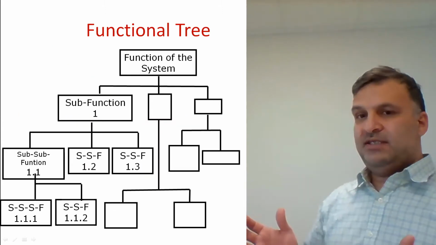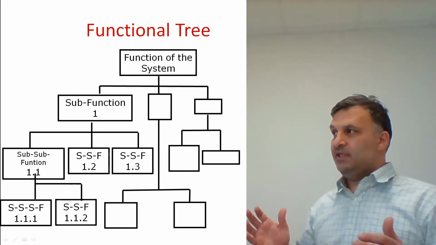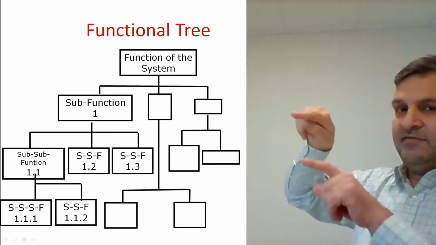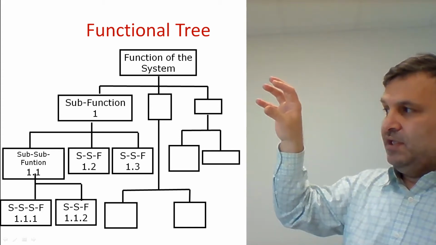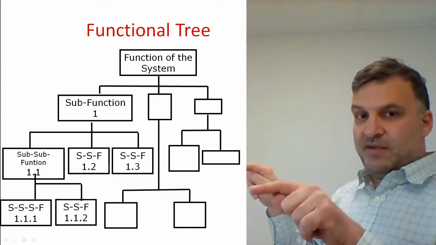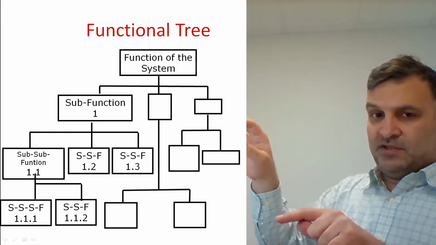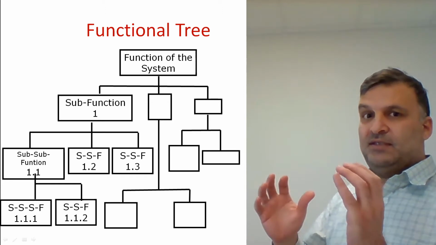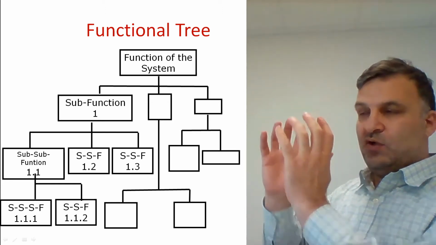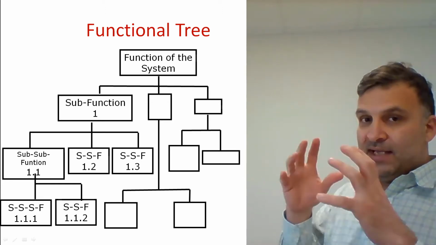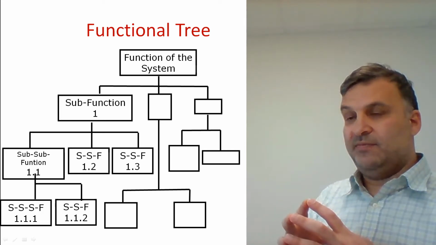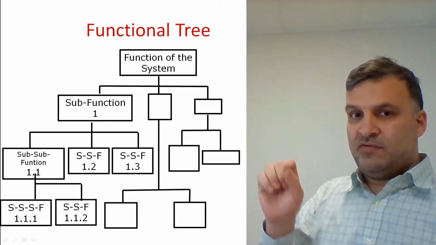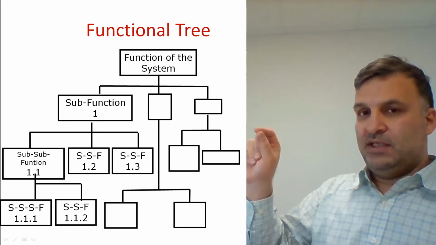What is a functional tree? It is a very simple tree. Usually it is from top to down. The root is at the top, and we have many lines. For each node we have many branches, and from each branch we also have many branches. The whole system is represented in the root as one node, and the main functions of the system are represented in the first level, and we give a number for this level. We give numbers 1, 2, 3.